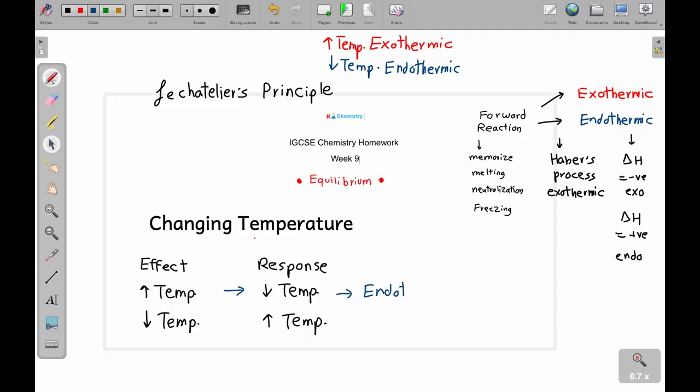And you have already decided from the beginning which one is endo and which one is exo. He will tell us. If the forward is exo, then the backward is endo, or if the forward is endo, then you will just go to the forward direction. Then what happens when you decrease the temperature? The system will try to increase the temperature. Increasing the temperature happens by going towards the exothermic direction, and you already have decided from the beginning which one is exo and which one is endo.